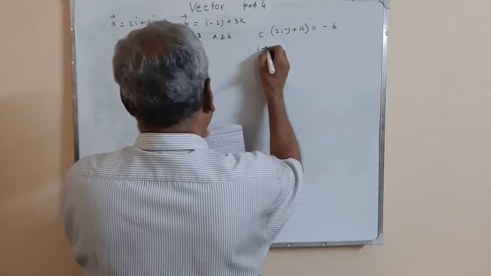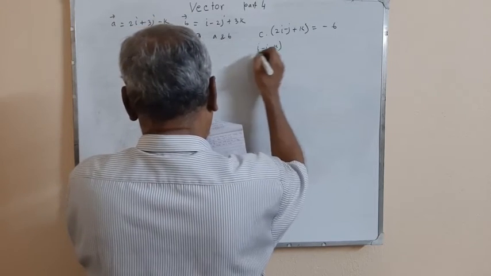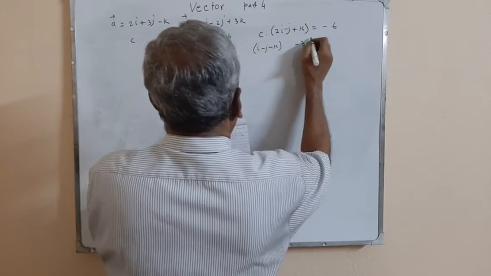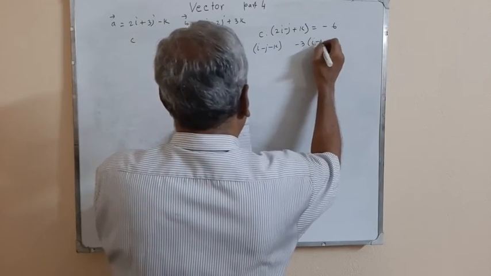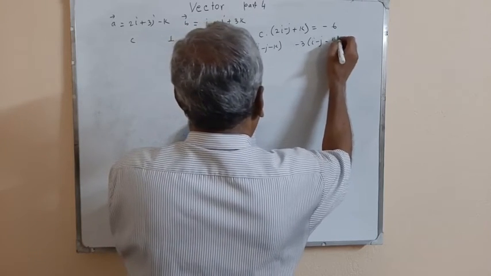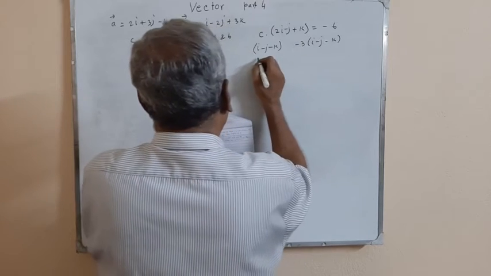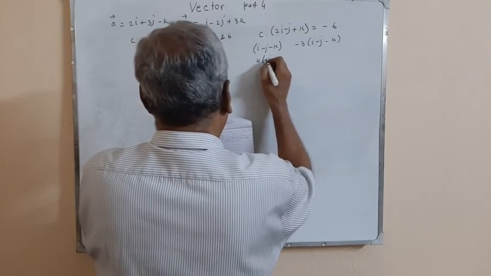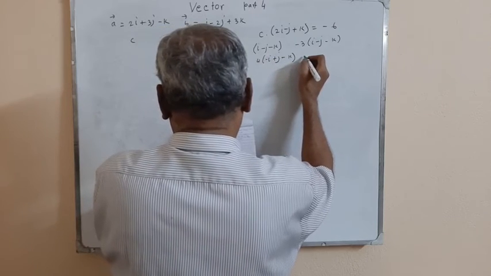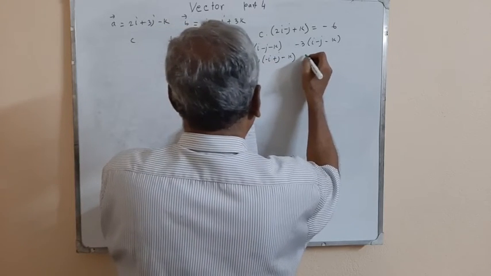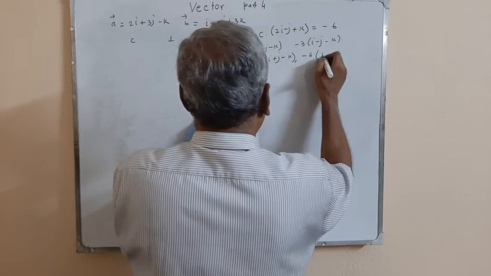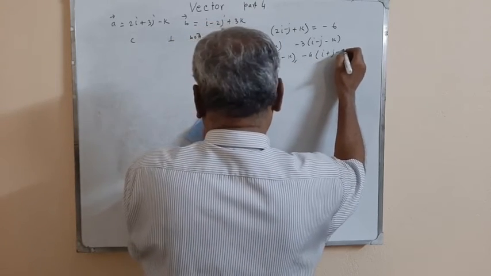First, i minus j minus k. Second, minus 3 into (i minus j plus k), or minus k, sorry. Third, 4 into (i minus i plus j minus k), and fourth, minus 4 into (i plus j minus k).